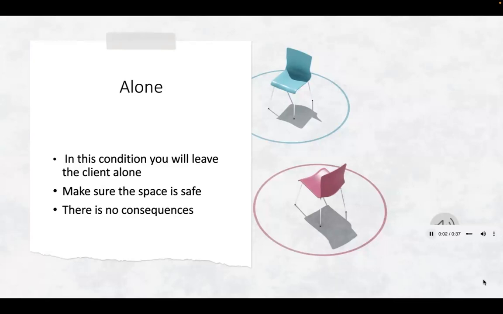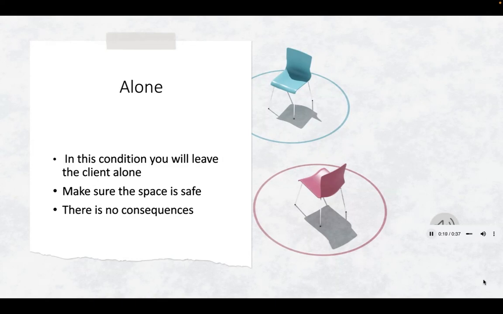Alone. For this condition, you will leave the client alone and see if that is what evokes the behavior. Even though you're leaving them alone, you should still make sure the space is safe. Make sure there's nothing harmful on the floors or shelves.